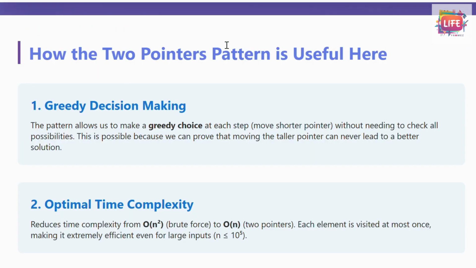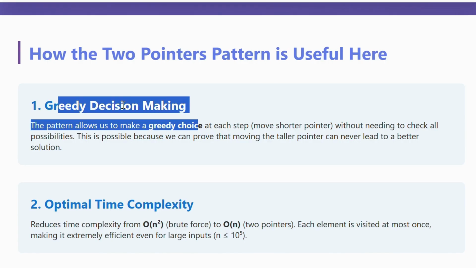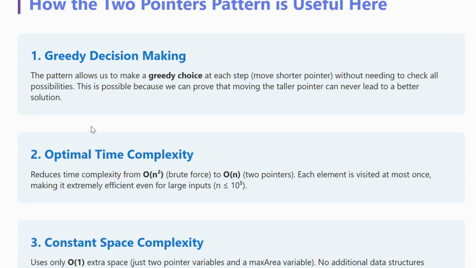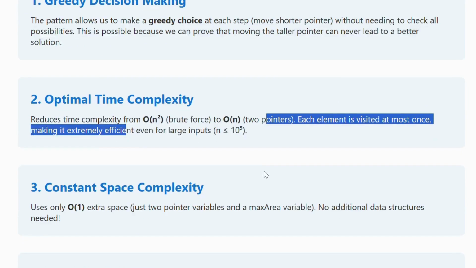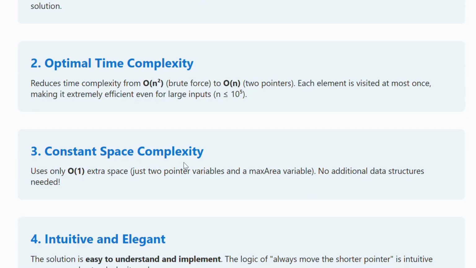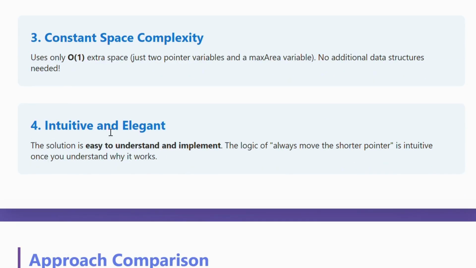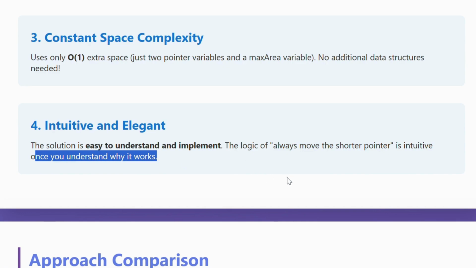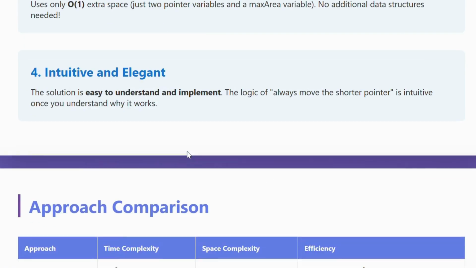Now, why is the two pointer pattern useful? Greedy decision making: at each step we have picked our best choice, like picking the maximum area at each step. Optimal time complexity: we have reduced our time complexity here. Constant space: we haven't used extra space here. Intuitive and elegant: the solution is easy to understand and implement. The logic of always moving the shorter pointer is intuitive.